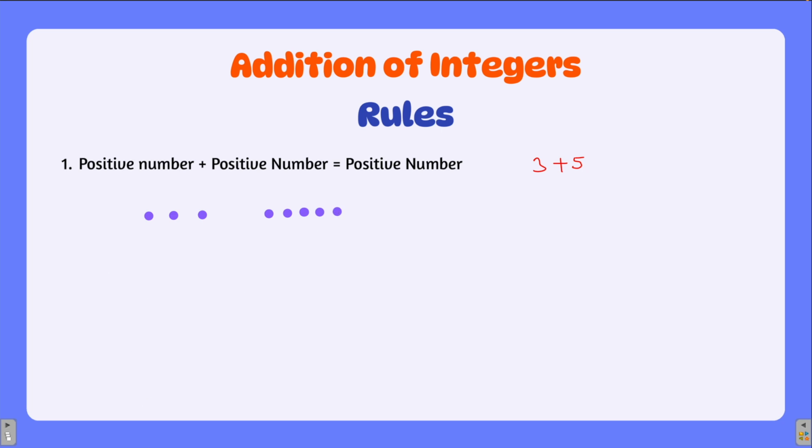And if we add them together, what do we get? We get 8 positive balls. It's so simple. We all have done this in our childhood. We will get 8 positive balls: 1, 2, 3, 4, 5, 6, 7, 8. As simple as that. There is nothing great in it.